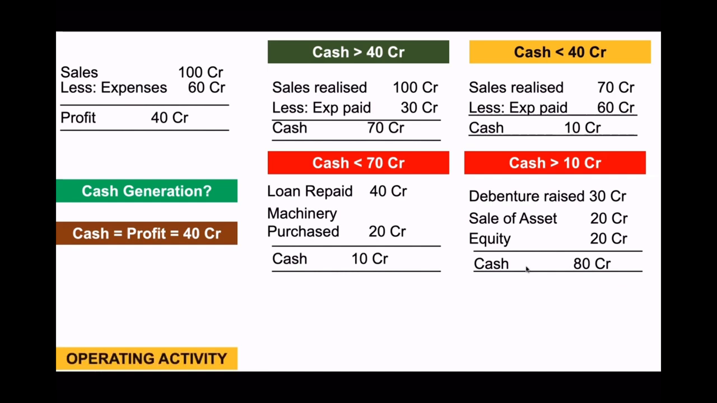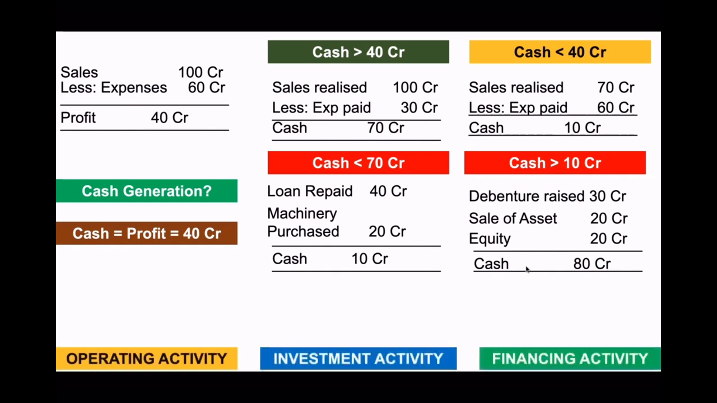We call them cash flows from operating activity, cash flows from investment activity, and cash flows from financing activity. Look at this 70 crore. This is a cash flow from operating activity. Whereas this 40 crore repaid is a result of financing activity. They raised finance in the past and they are repaying that now. Look at this machinery purchase of 20 crore. They are investing their money. It's an investment activity. Whereas this debenture of 30 crore coming in is the result of financing activity.